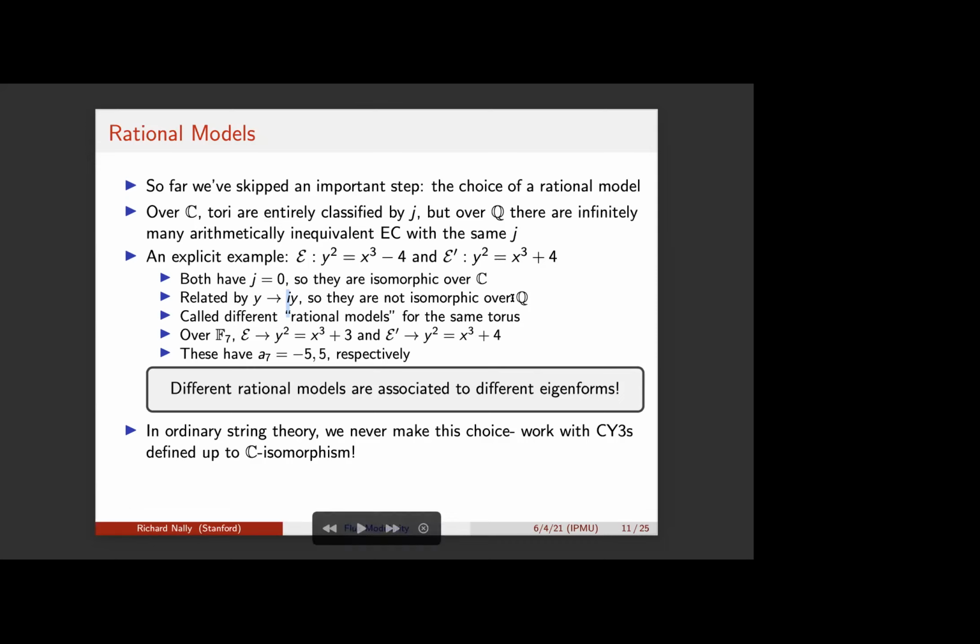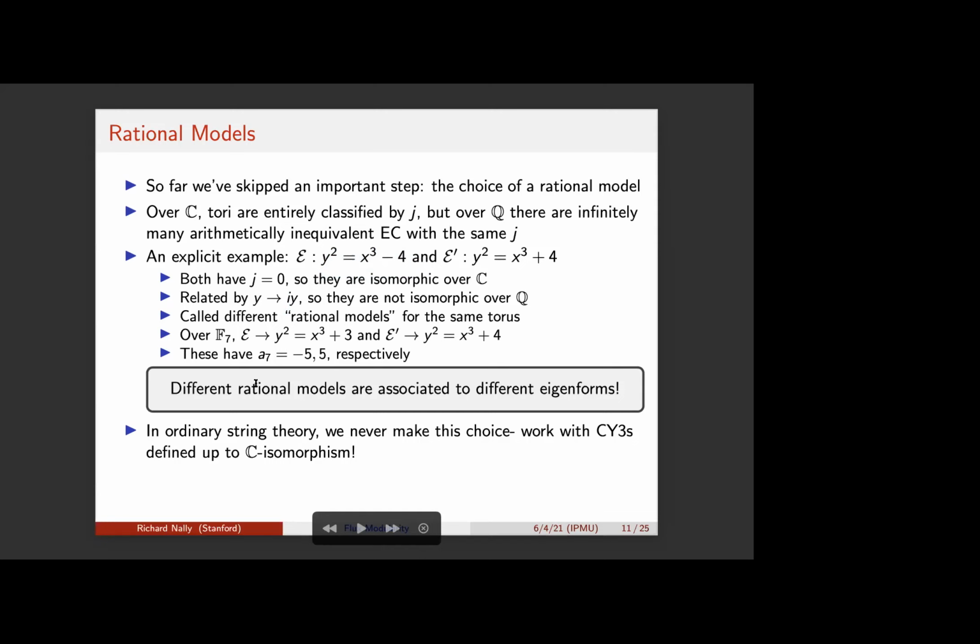And when this happens, when we have two elliptic curves with the same j invariant that aren't isomorphic over Q, we say they're different rational models for the same complex torus. And you can be pretty concrete. If you reduce these mod F7, this elliptic curve becomes y squared is equal to x cubed plus 3, and this elliptic curve just becomes y squared is equal to x cubed plus 4.